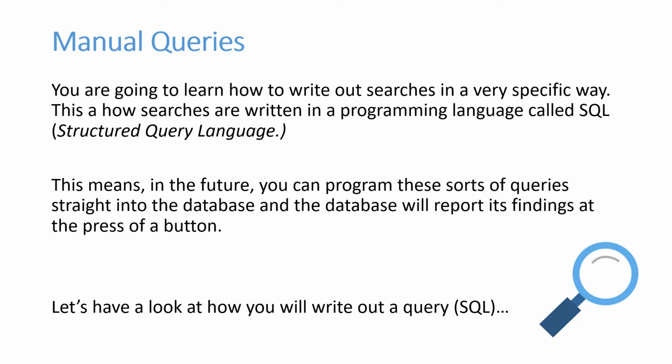So when we're talking about searching a database, when we're using the database searching software, what you actually call them is manual queries, okay? Because what you're doing is querying a database in order to pull out relevant and accurate information. So you're going to learn how to write out searches in a very specific way, and it's how searches are written in a programming language called SQL, which is short for Structured Query Language. This means that in the future you can program these sorts of queries straight into the database, and the database will report its findings at the press of a button.